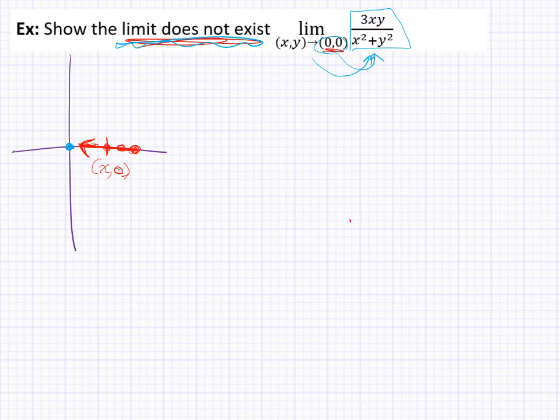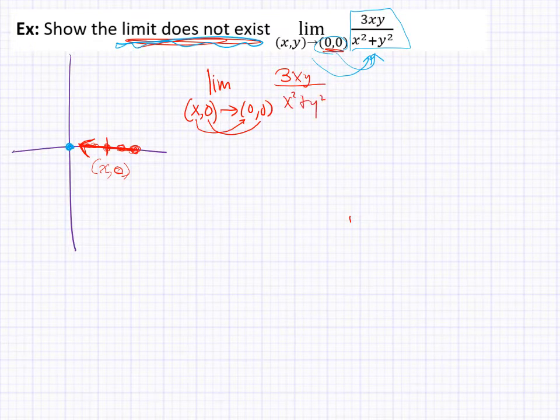So the idea here is that we are doing the limit as we approach 0, 0, but the points x, 0 are approaching 0, 0, in that the y value is staying 0 the whole time. The x values are really what's approaching 0 for this function 3xy over x squared plus y squared. So if the y values are 0 all the time, y isn't approaching 0, the y values are 0. Every one of these points has a y value 0 the whole time.